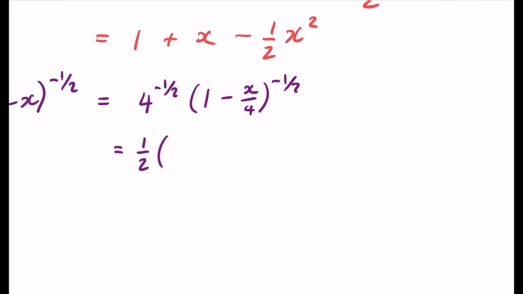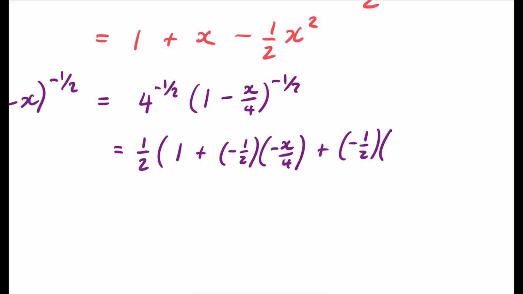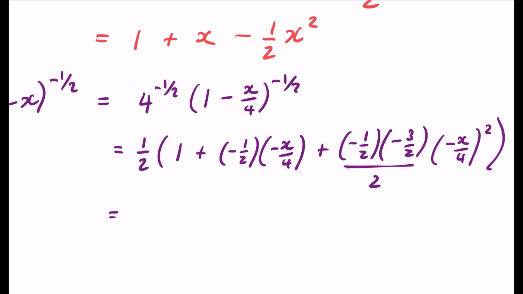And then for this part, I can just do my 1 plus nx, blah, blah, blah. So I have my 1 plus, my n is minus a half, my x is this, and then I'm going to do the n. I'll subtract 1 from minus a half, that's minus 3 over 2. I will divide that by 2, or 2 times 1, and then I have my minus x over 4, all squared, and close off those big brackets.